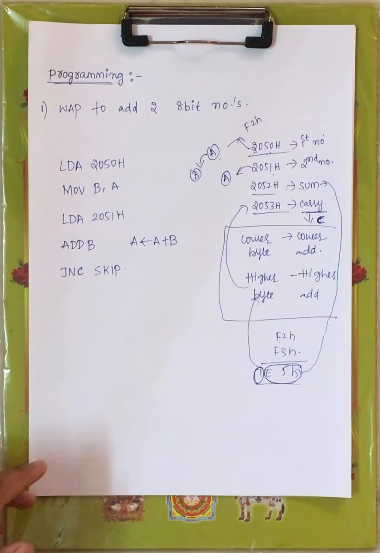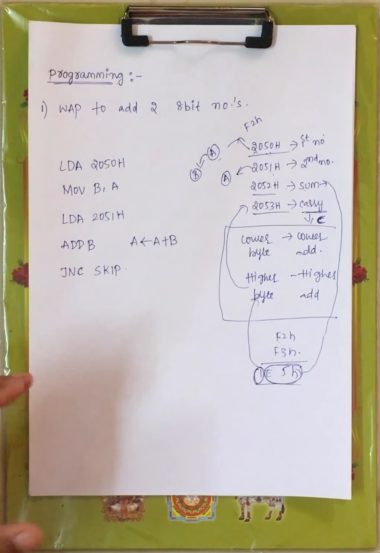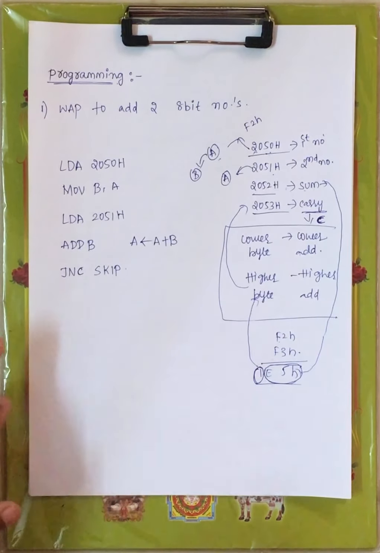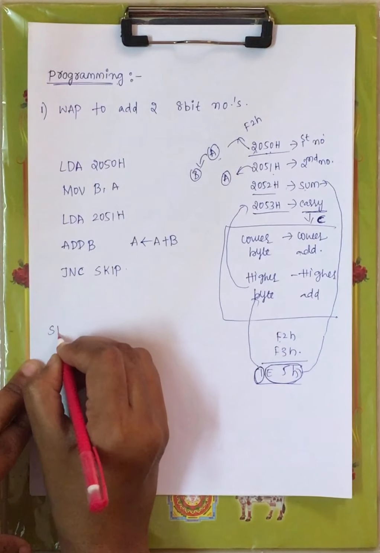I am using the label skip. Instead of skip you can give L1, L2, it will follow some loop. Instead of skip I am giving some label. Jump if no carry. If there is no carry it has to jump to skip. Now what is the skip here?